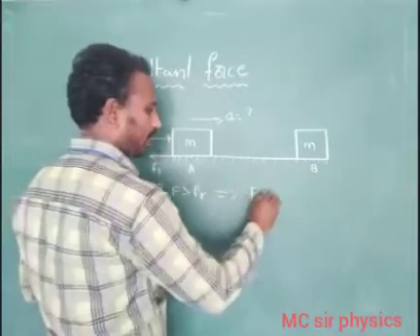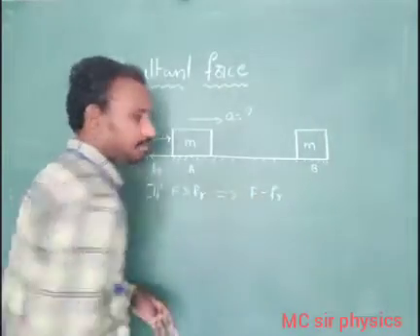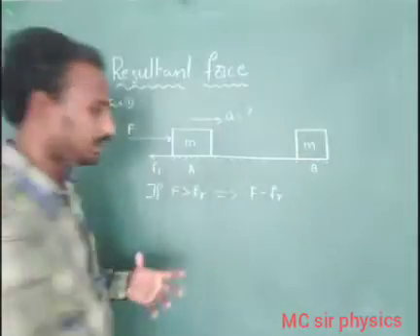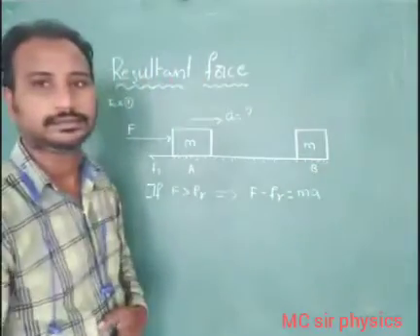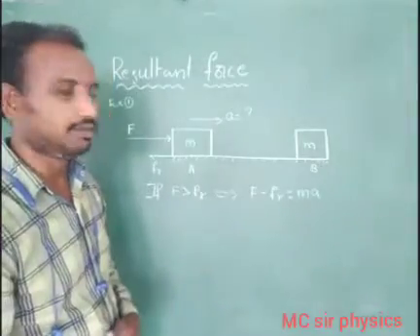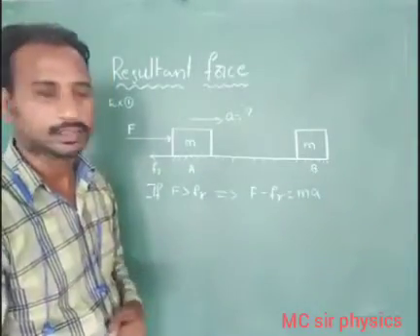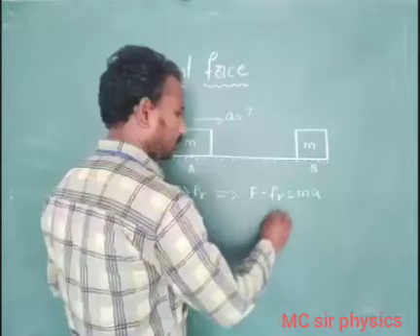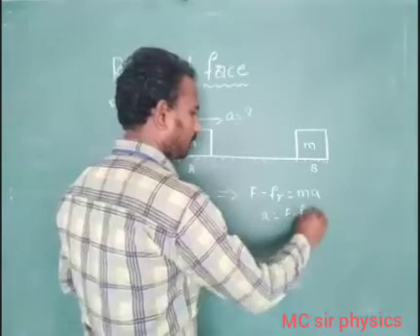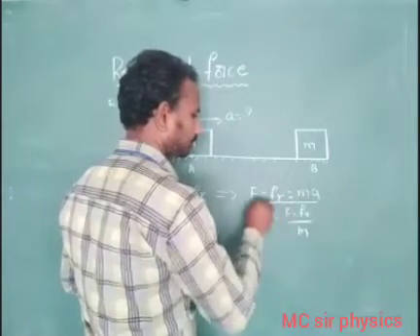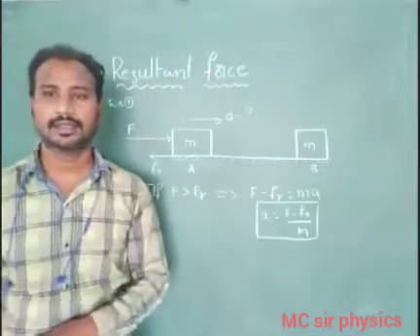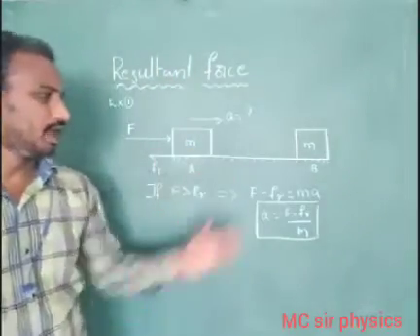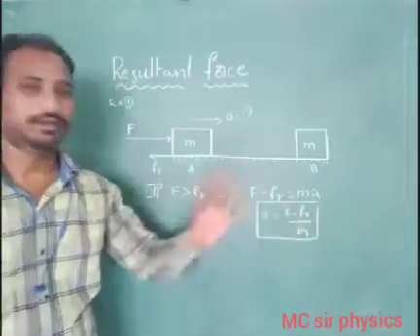F minus Fr is equal to mass into acceleration. But acceleration is equal to how much? F minus Fr divided by m. This is the answer. What is the acceleration of the body? Acceleration equals F minus Fr divided by m.